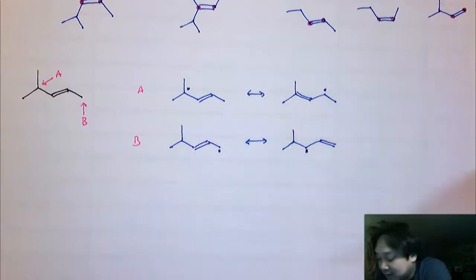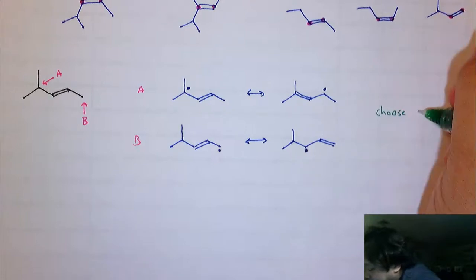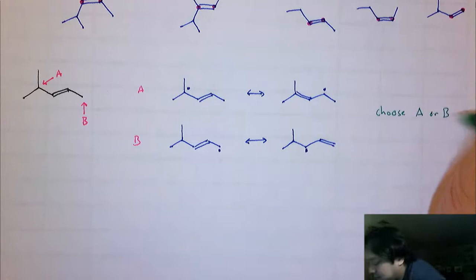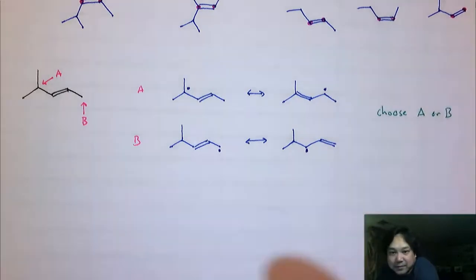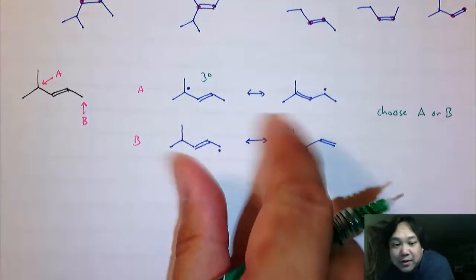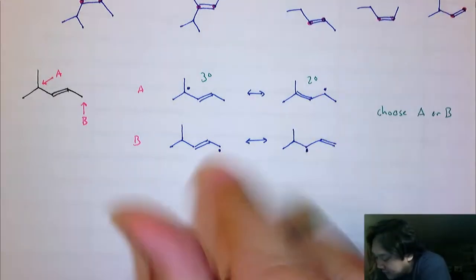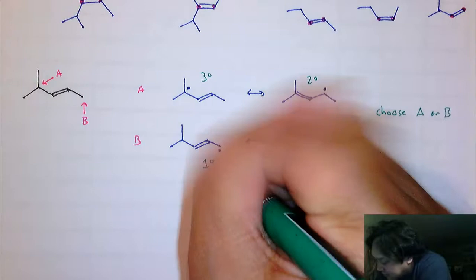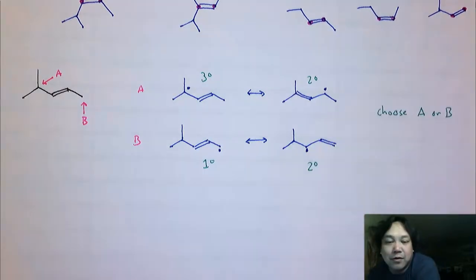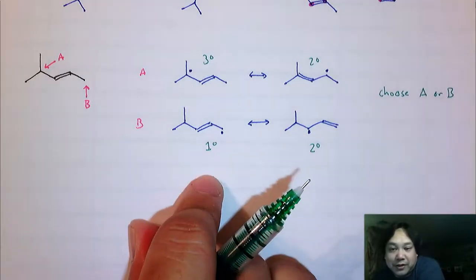So it's several steps, but the first step is choose A or B, because they're all different. So this one is tertiary. They're all allylic, so I'm not going to say tertiary allylic. I'll just say tertiary. This is secondary. This one is primary, and this one's secondary. Hopefully, you know how to determine primary, secondary, and tertiary quickly.